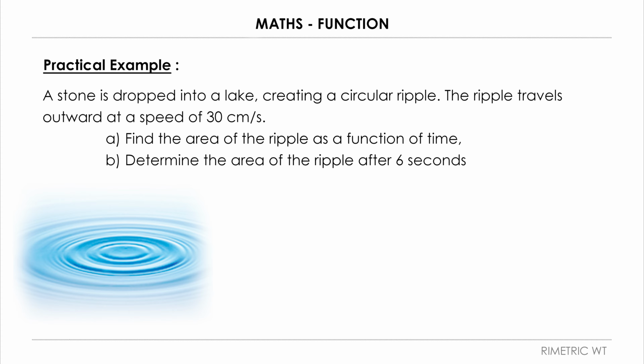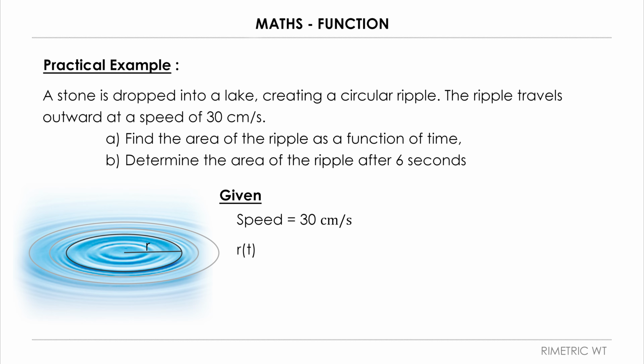All right, let's solve it together. What we are given is the speed at which the ripple travels outward, which is 30 centimeters per second. When a stone is dropped into a lake, the ripple spreads outward in all directions, forming a circle. Therefore, the distance the ripple travels outward from the point where the stone was dropped represents the radius of the circular ripple. Since the ripple travels outward at a speed of 30 centimeters per second, its radius increases by 30 centimeters every second. So let's say our radius will be r of t, which means radius is a function of time, which is 30t, or 30 centimeters for every time t, where r is measured in centimeters and t is in seconds.